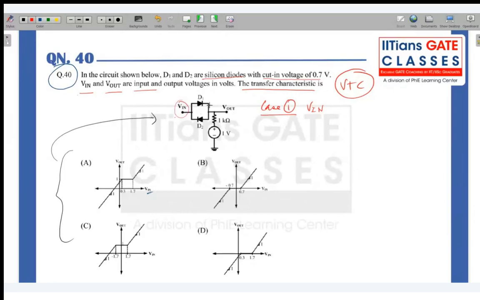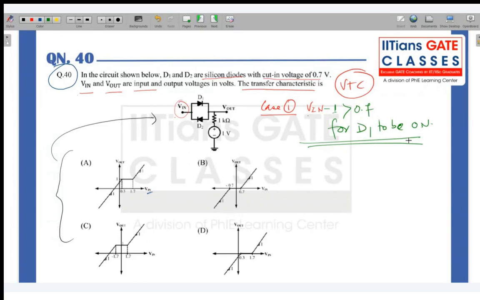That you have to keep in mind. Vin minus 1 should be greater than 0.7 for D1 to be on. The potential difference across the diode should be greater than 0.7, then only that diode can be on. That is the criteria. And suppose that diode is an ideal diode, then you can say that the voltage across the diode should be greater than 0, then only the diode will be in forward bias. This is case one, we call it.